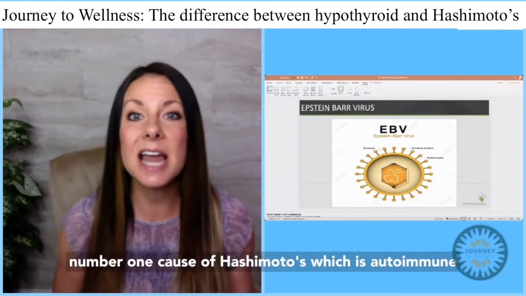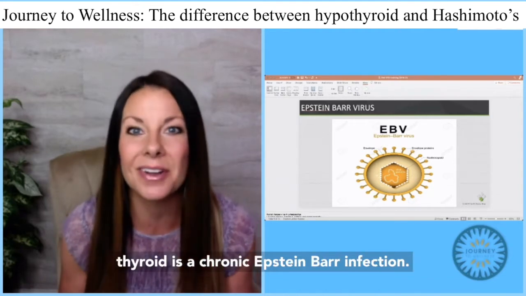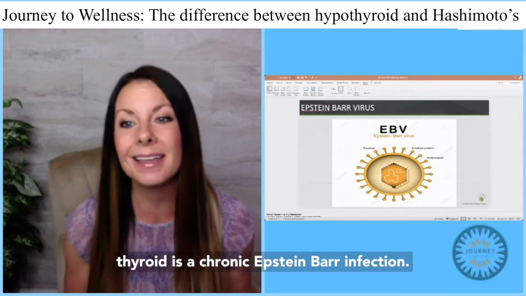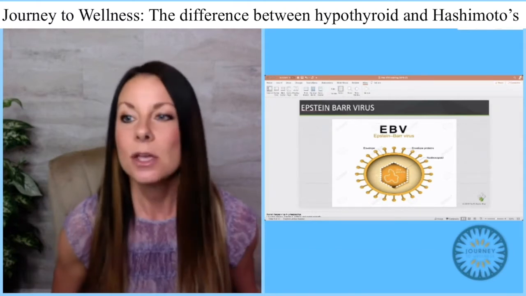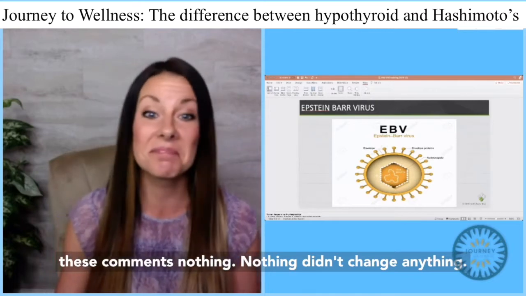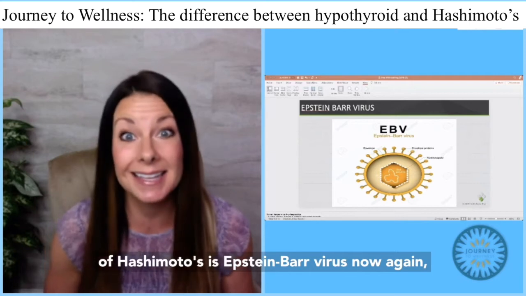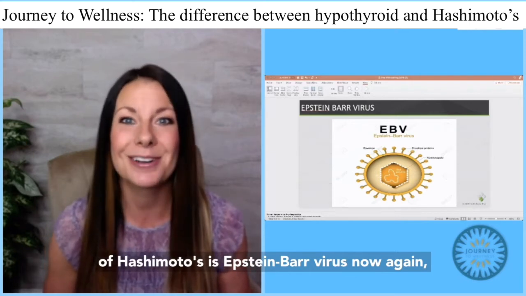So the number one cause of Hashimoto's, which is autoimmune thyroid, is a chronic Epstein-Barr infection. You guys may have heard this before. See all these comments, nothing, didn't change anything. It's pretty typical. So the number one cause of Hashimoto's is Epstein-Barr virus.